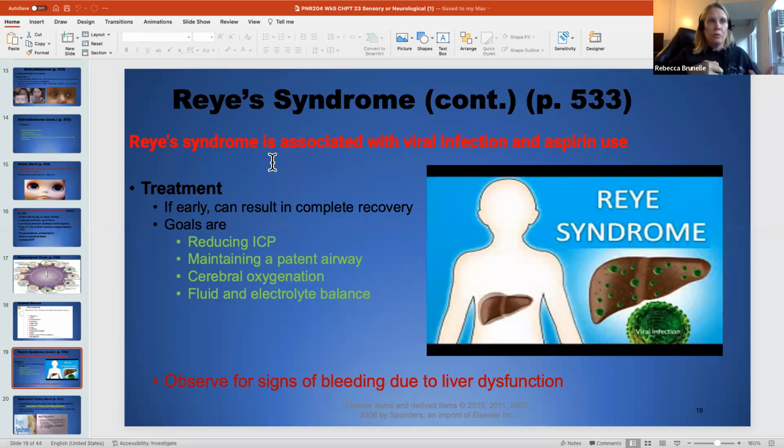The basic goal of treatment is supportive care, making sure that you're monitoring their neurological status, making sure they're not showing signs of increased ICP, preparing for intubation. They might need intubation, making sure they're adequately oxygenated and fluid and electrolyte balances. They can have a lot of vomiting, so you need to pay attention to that.